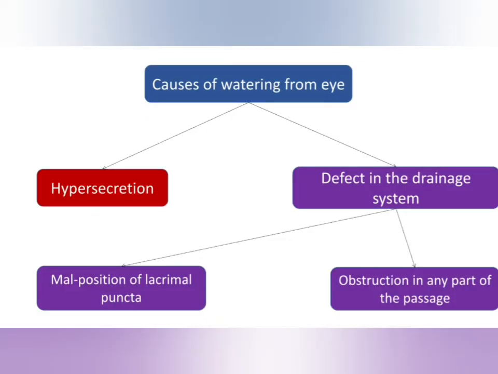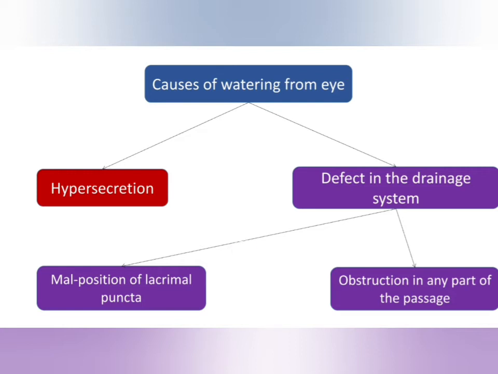So what are the causes of watering from the eye? Hypersecretion or a defect in the drainage system. Hypersecretion means abnormality in the lacrimal gland. A defect in the drainage system means the lacrimal gland is producing the aqueous component and the tear film is spreading over the ocular surface, but due to any obstruction in the drainage area, the tear is not able to drain properly, so it gets stored over the ocular surface and there are symptoms of epiphora.